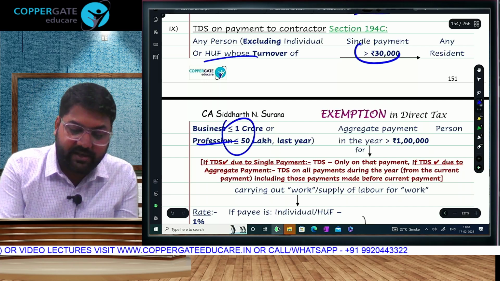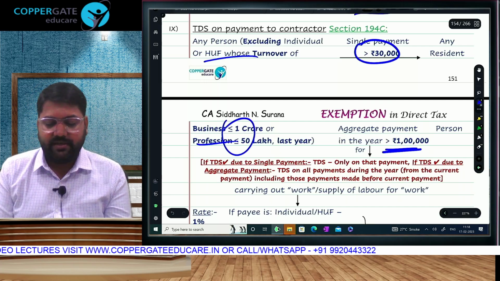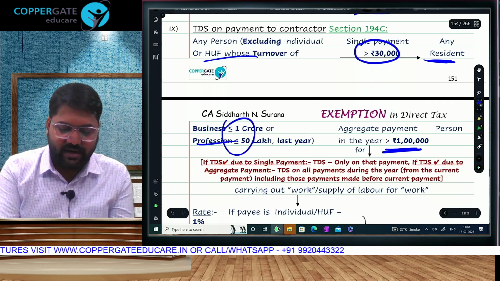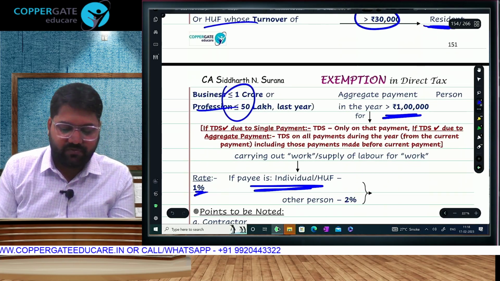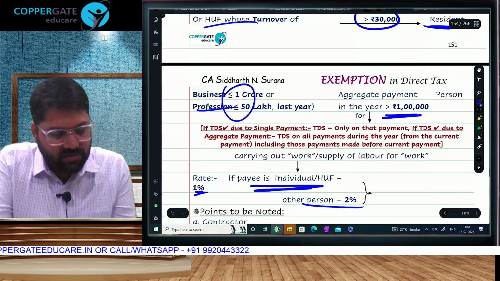If a single payment is more than 30,000 or annual payment is more than 1 lakh to any resident, the rates given here are 1%. If the payee is individual HUF, 1%. If the payee is other than individual HUF, 2%.